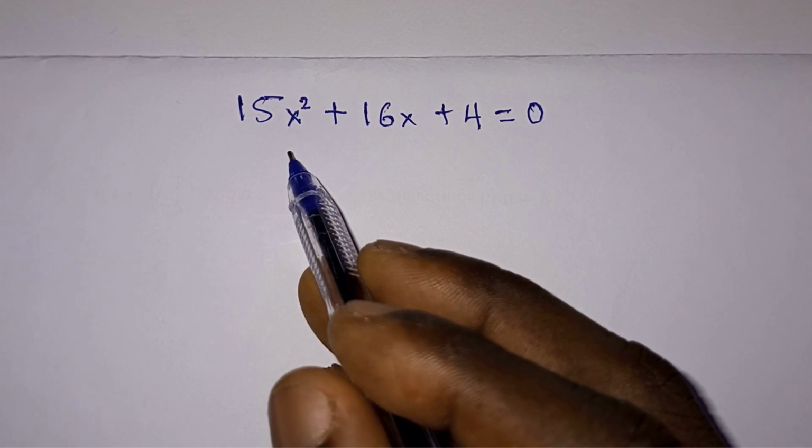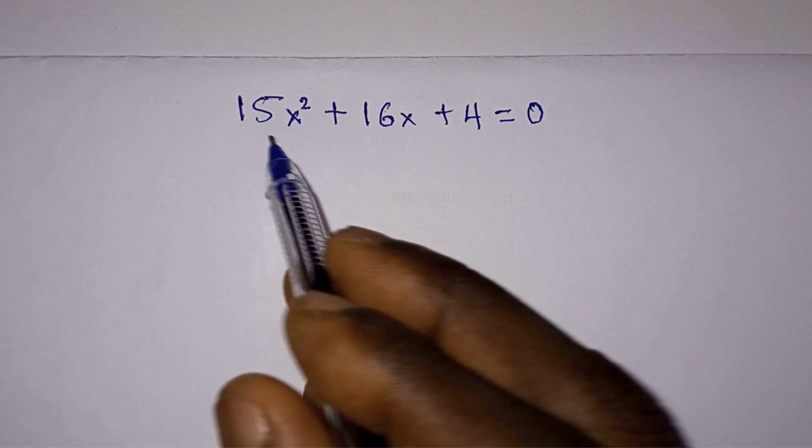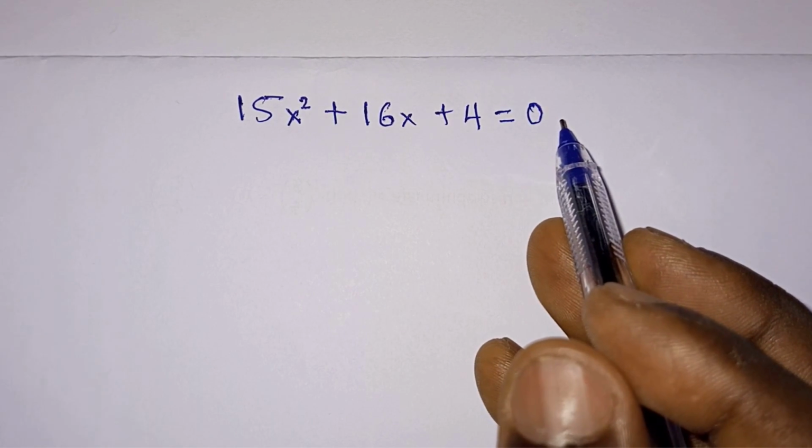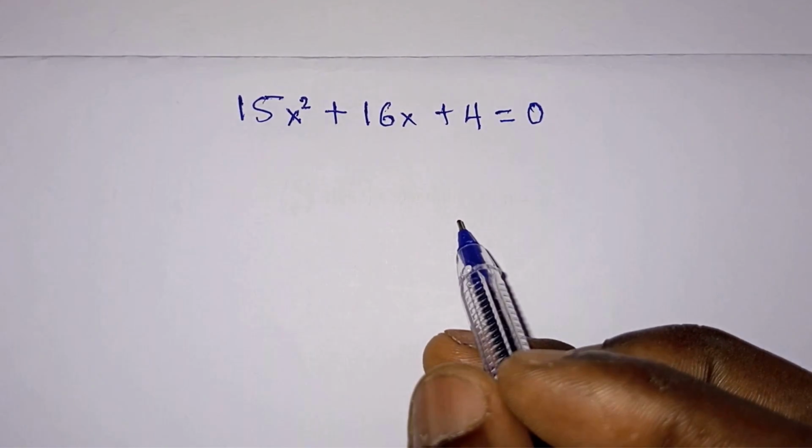Hello, I'll show you the trick to solve this quadratic equation: 15x squared plus 16x plus 4 is equal to 0. So let's start with the trick.